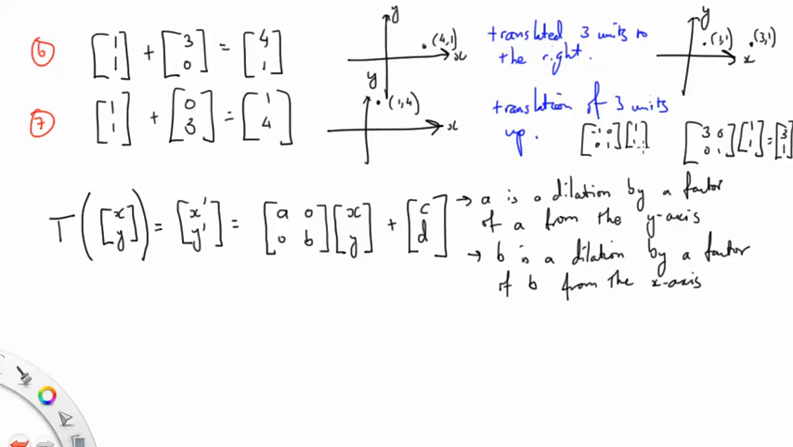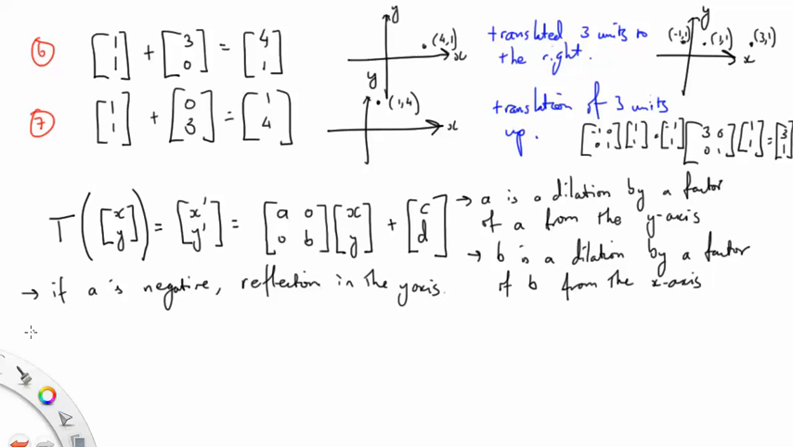Have a play. No harm in having a play. So you get negative 1, 1. So that's the image becomes over here. And you go, aha, that's a reflection in the y-axis. So if A is negative, we have a reflection in the y-axis. And if B is negative, we have a reflection in the x-axis.